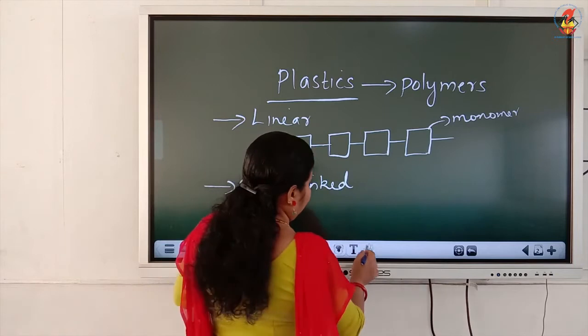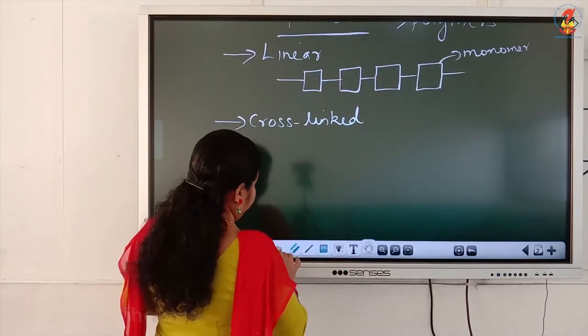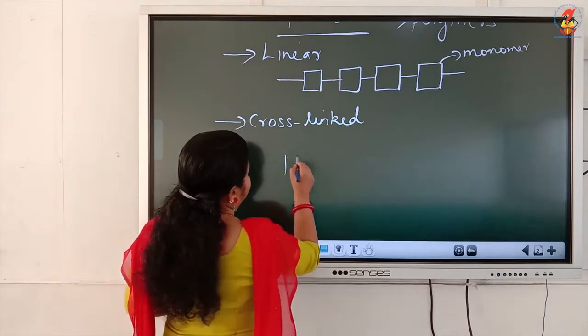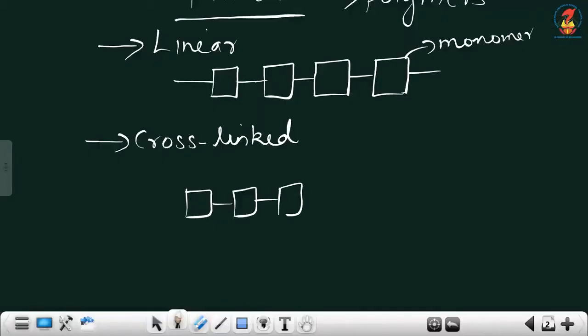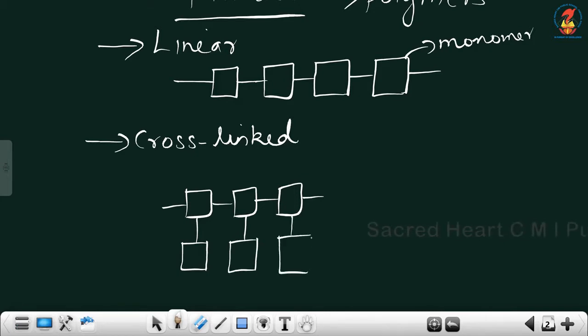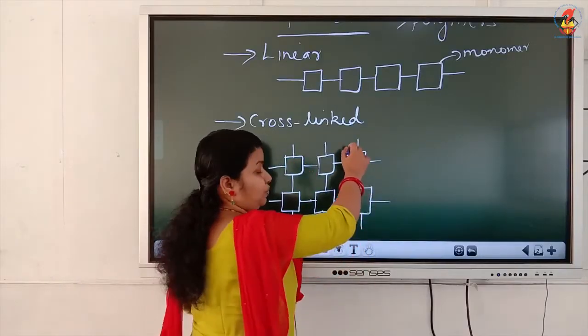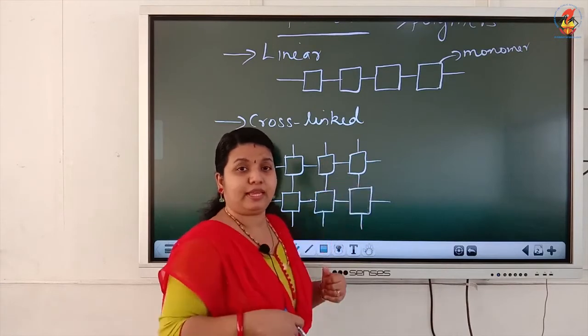Now I will show you what the cross-linked arrangement looks like. This is how a cross-linked pattern looks. It is not a straight line, but it is cross-linked. Here, don't forget to show the extended lines on all the monomer units. What does it indicate? It indicates that the chain can be extended on all these sides. All these lines are actually points where monomers can come and attach.